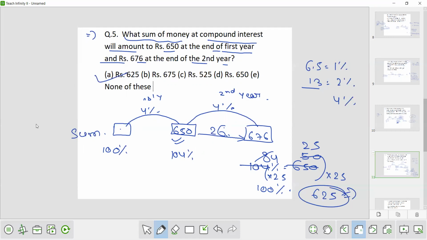Friends, this is the best method to solve the question. Once you have initiated, you will reach the final answer. You will not get stuck in between. There is no need for any formula. The best method to solve questions on compound interest is this line method. This method is known as the line method.